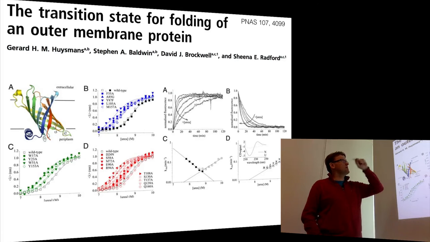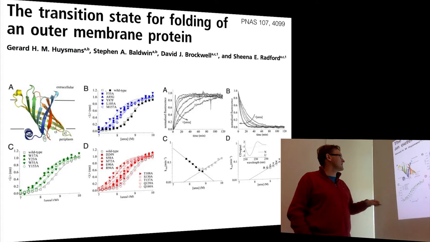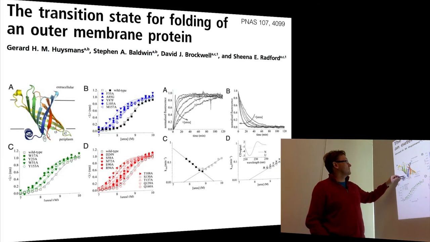So this is a paper from a few years ago, I think it was 2009 or so, where a bunch of researchers used phi-value analysis on outer membrane pore proteins. So this is a beta sheet, 9 sheets, I think. And then they started taking this protein, residue 1, 2, 3, 4. Do you see how many mutants there are? There are mutants everywhere.